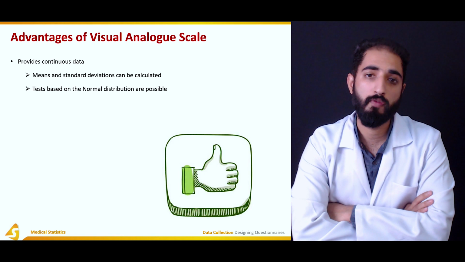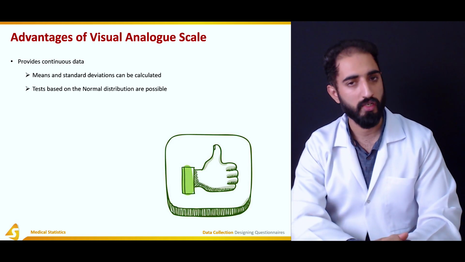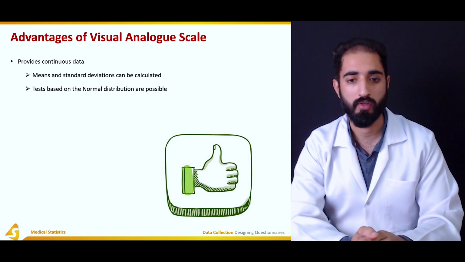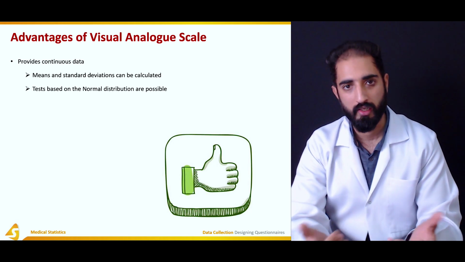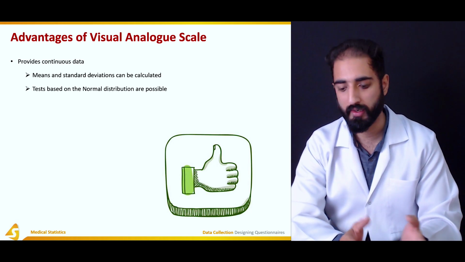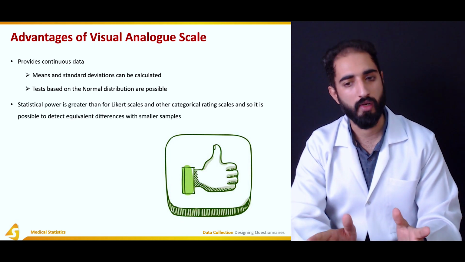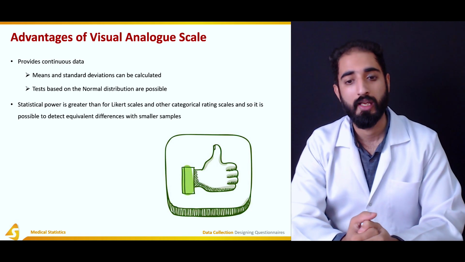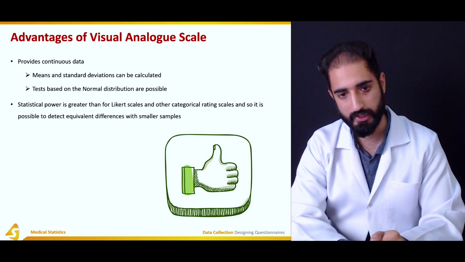The advantages of the visual analog scale: it provides continuous data, means and standard deviations, as I already mentioned, can be calculated, and tests based on the normal distribution are possible, such as independent t-test, paired t-test, one-way ANOVA, paired ANOVA. Statistical power is greater than for Likert scale and other categorical rating scales, so it is possible to detect equivalent differences even with smaller samples. So that is another advantage of the visual analog scale.